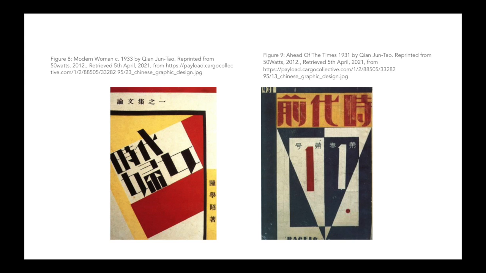Both figures 8 and 9 by Qian Jun-tao powerfully showcase the essence of modernism. Using only black, white, and primary colours, sticking to geometric shapes, and cleverly utilising proportion, contrast, and the grid, Jun-tao indicates the most important textural elements, improving functionality. Both designs stray from the historically ornamental Chinese art, which valued intricate lines and shapes to create complex designs.